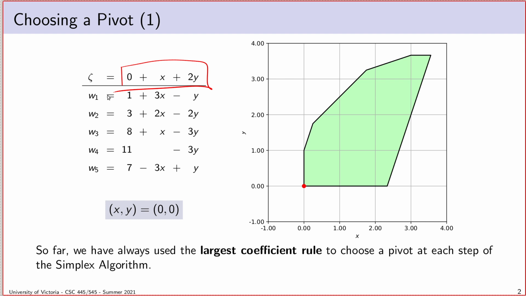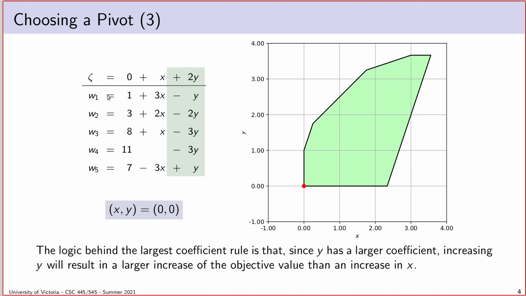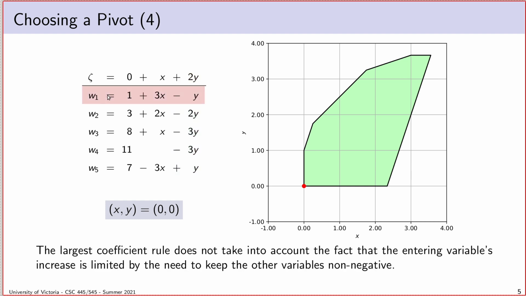That's why I think it's actually a pretty clever and robust rule for a lot of different reasons. It gives us reasonably good performance without too much computation. And so with this dictionary, the largest coefficient rule chooses y. Although x could be the entering variable, the largest coefficient rule will choose y in this case. And what the largest coefficient rule doesn't consider is that once the entering variable is chosen, just because it has a large coefficient doesn't necessarily mean that I can actually increase the variable by that much.